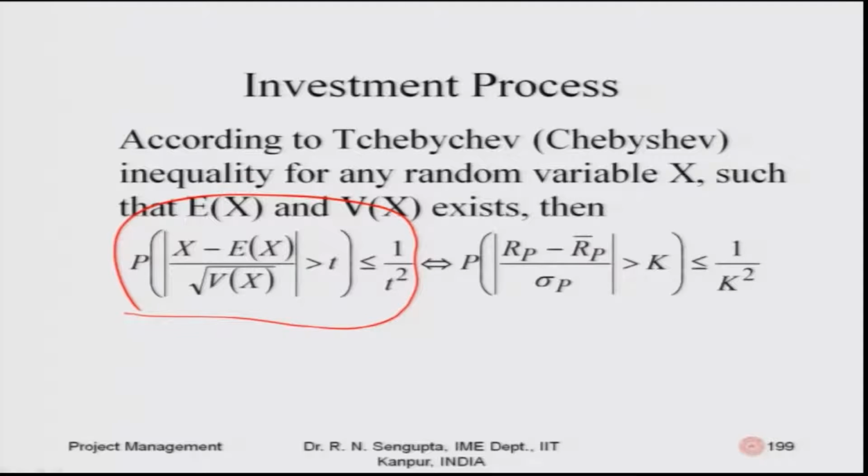So, if I consider the mode of that, I basically take RF minus RP bar and divide by standard deviation; if it is greater than t with some probability, that should be less than or equal to 1 by k square. So, if I have that and if this k value is given, I can find that using Chebyshev's inequality. I can also rank different types of projects accordingly.